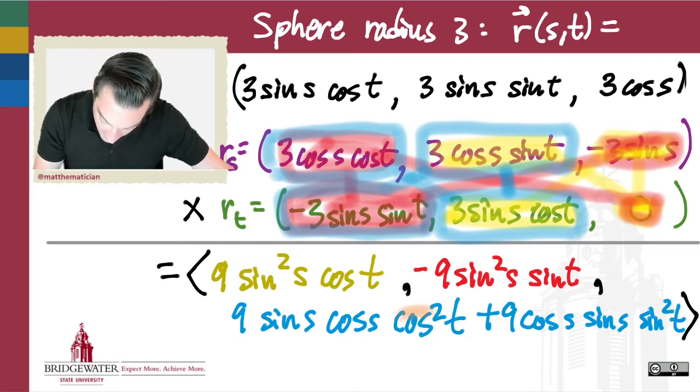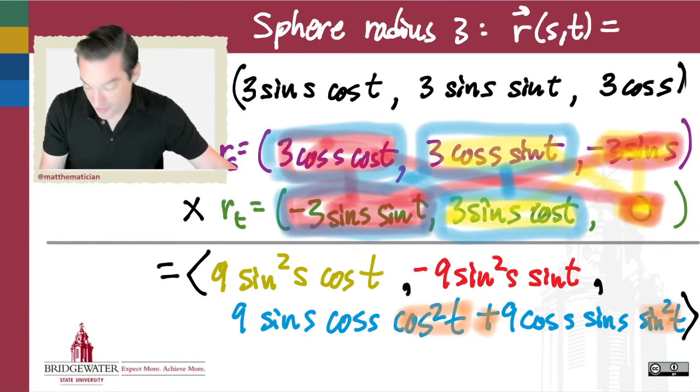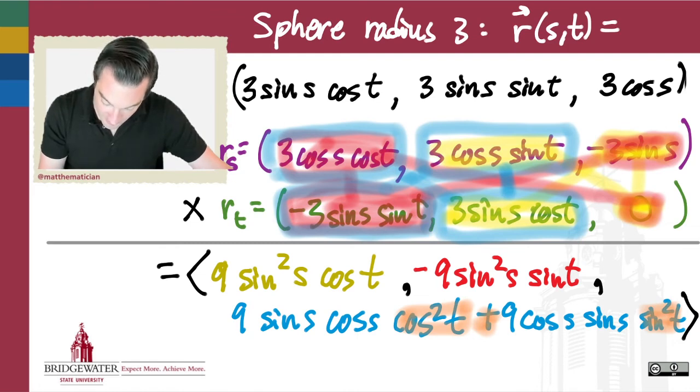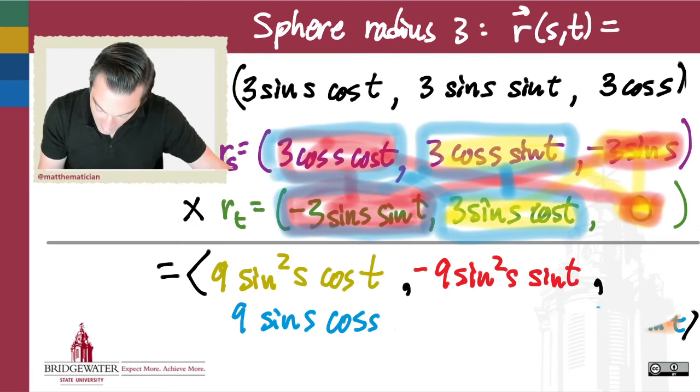So I'm just going to mark that in here like this, right? Those are going to combine together, and then that collapses this to just 9 sine s cosine s times 1 as my z-coordinate.